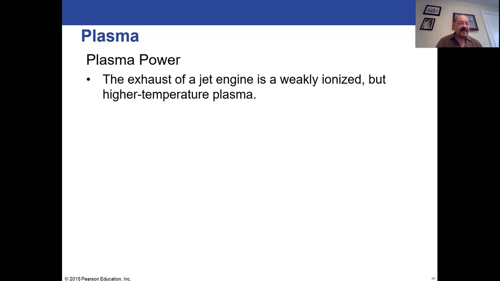So plasma can also be used to generate power. It turns out that the exhaust from a jet engine is only weakly ionized. So there's some ions, but not as many as you want. But it's really hot. It's a really hot plasma that's being produced from the back of a jet engine.